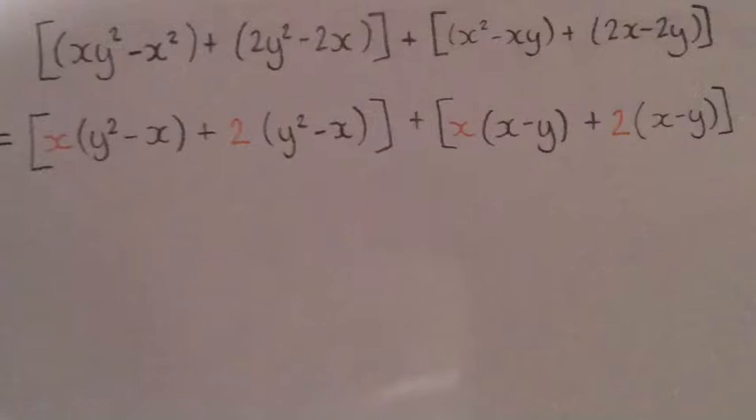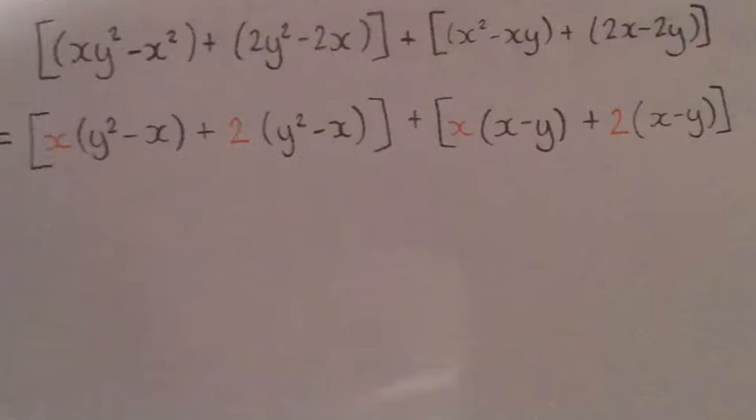Let's take a look at our second equation inside the first set of brackets. It's 2y squared minus 2x. What's our greatest common factor? It's 2. We're going to take 2 outside of those little brackets and then multiply everything that's inside of the brackets by it. You should get 2 bracket y squared minus x bracket.